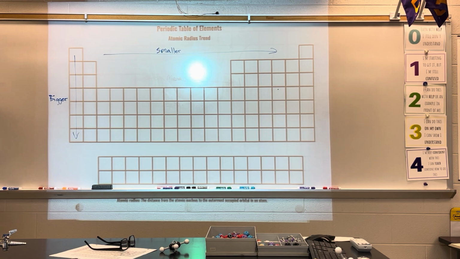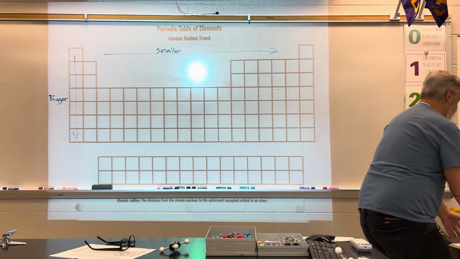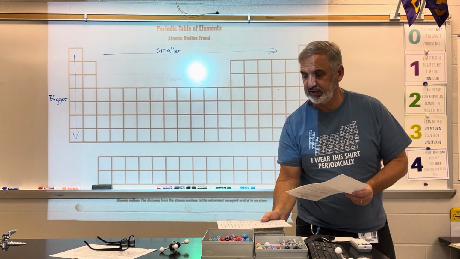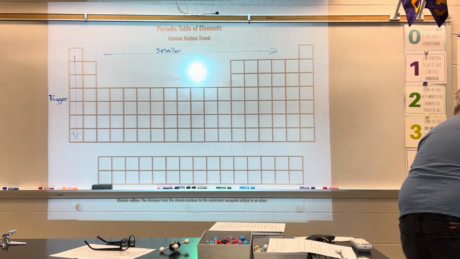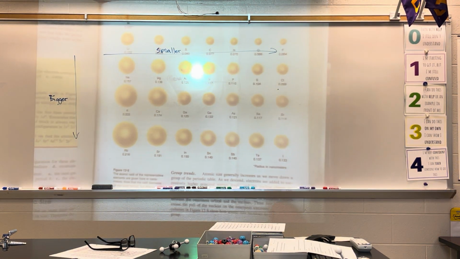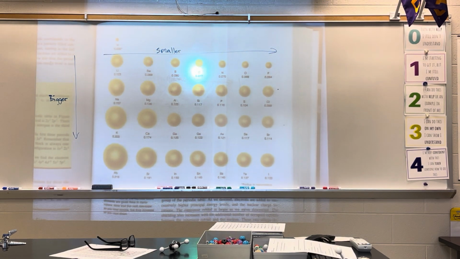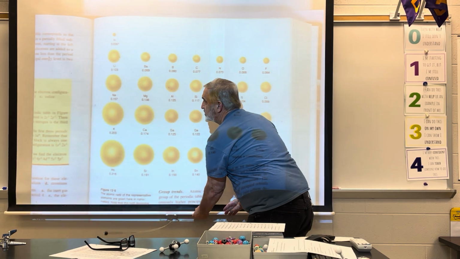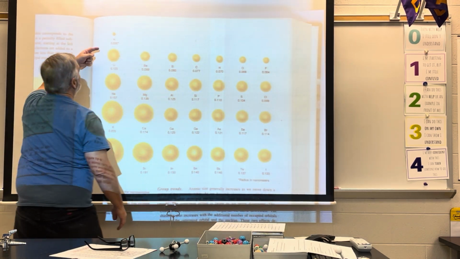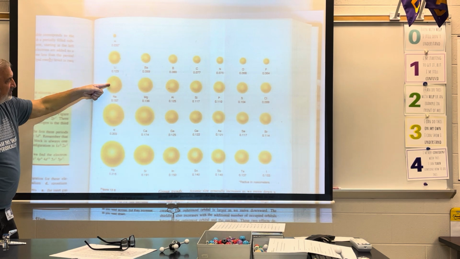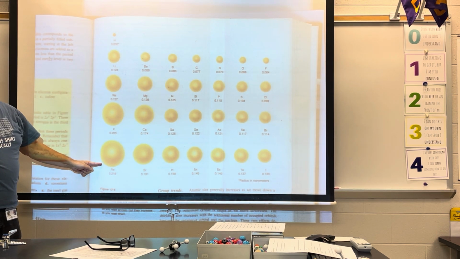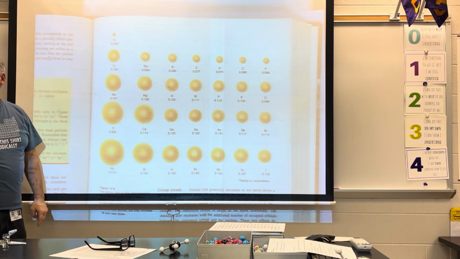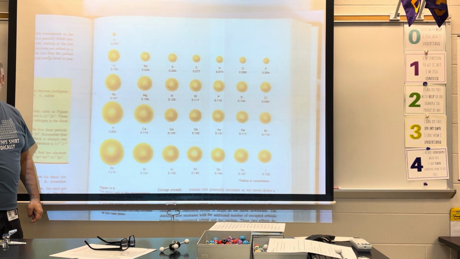And I believe we left off yesterday, as I was searching for the picture, and the picture looks like this. So you can definitely see the trend: as you move down in a family, it gets bigger, and as you move left to right, it gets smaller. Okay?